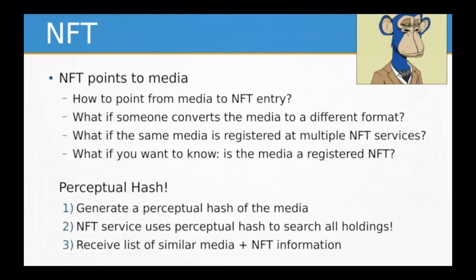An NFT is a pointer to some media. But how do we map the media back to an NFT entry? What if the media is converted to a different format? Then we cannot depend on cryptographic identifiers. Also, how do we find out if the media is registered at multiple NFT services, or even if it is registered at all? One solution is to use perceptual hashes.